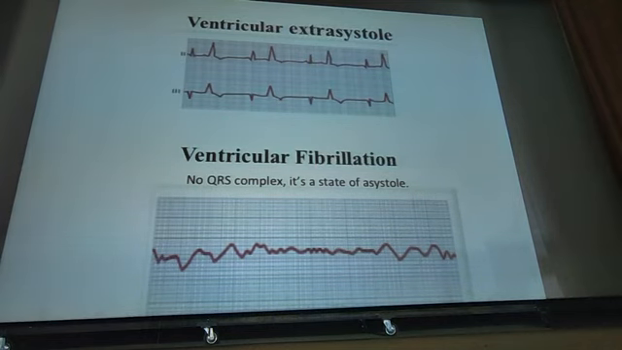CPR, cardiopulmonary resuscitation, is needed because there is less blood flow to the body. It needs pumping and resuscitation. If there is no QRS, it is a state of asystole.